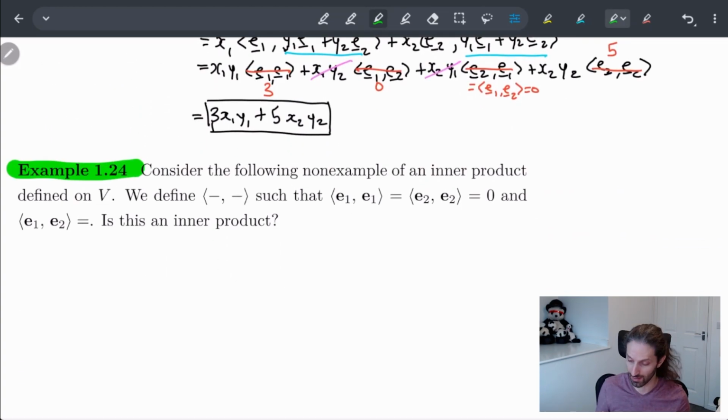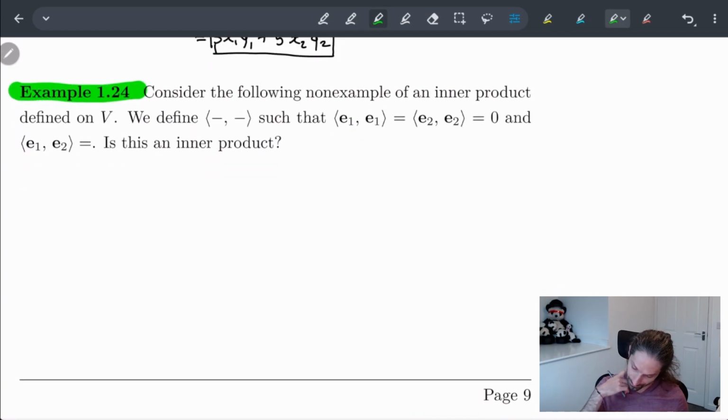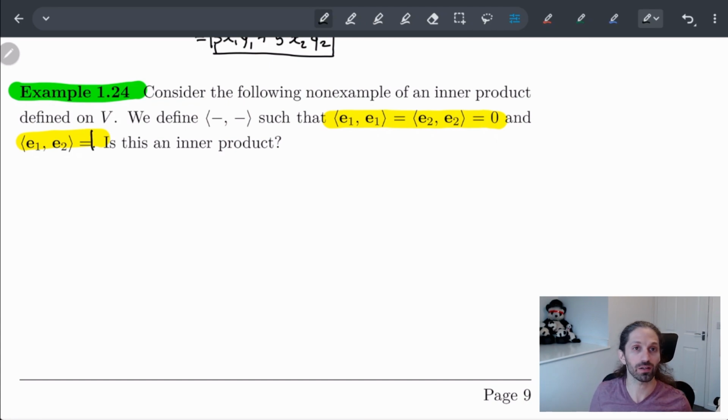In the next example, we're going to see how we test whether something is an inner product or not. Here again, we're going to be given some product. We don't know if it's inner or not. We're told e1, e1 and e2, e2 are both equal to 0, and e1, e2 is blank, so we'll make this equal to 1. I'll have to check my notes to see where this error is, but I'm pretty sure this should be 1.